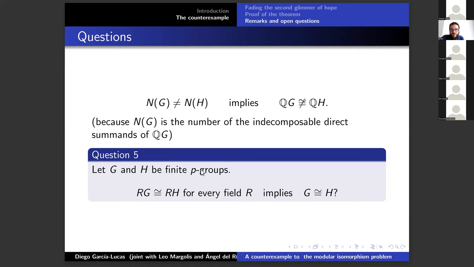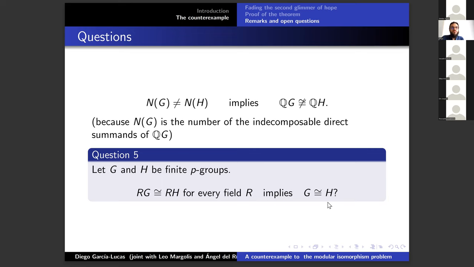That is, if G and H are finite groups, it is not known whether the fact that G and H have isomorphic group algebras over every field implies that G is isomorphic to H.